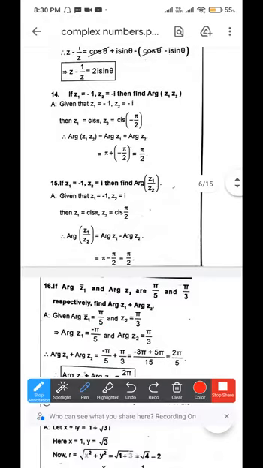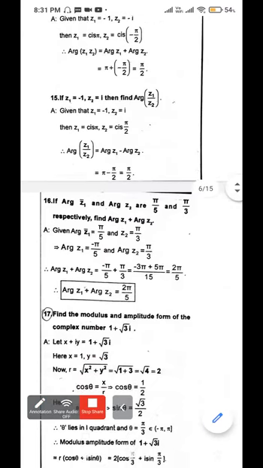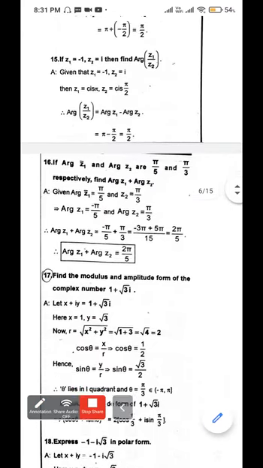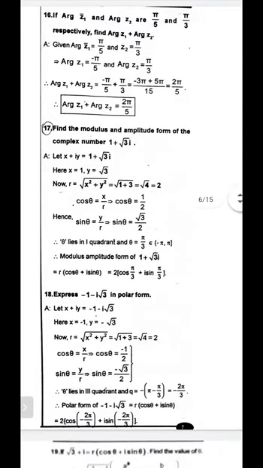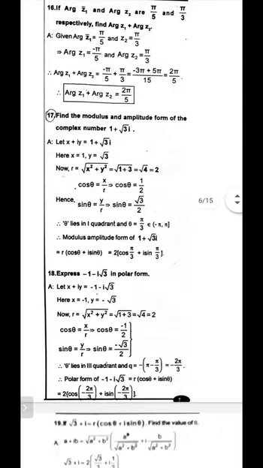Now if z is equal to minus i and z is equal to minus 1 and z is equal to minus i, then find z1, z. I will explain this question. Questions number 14, 15, 16 I will explain afterward because we need to understand that concept first.